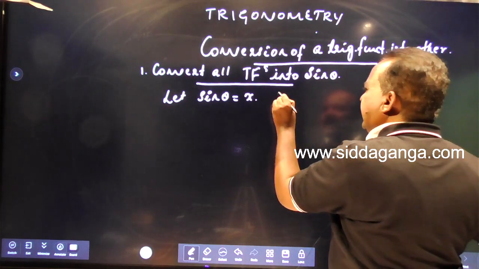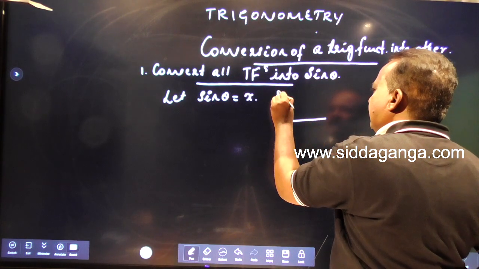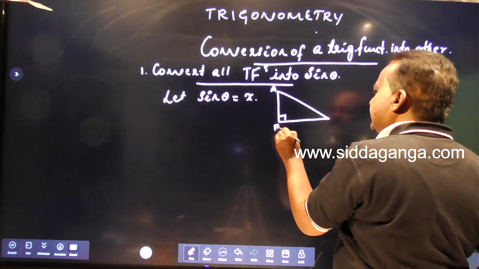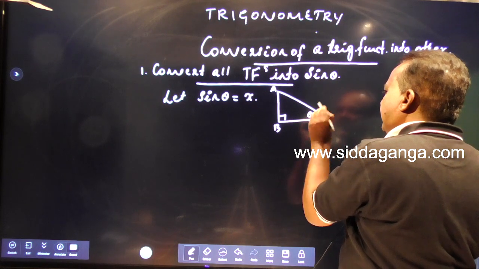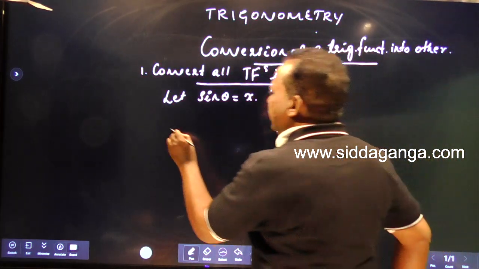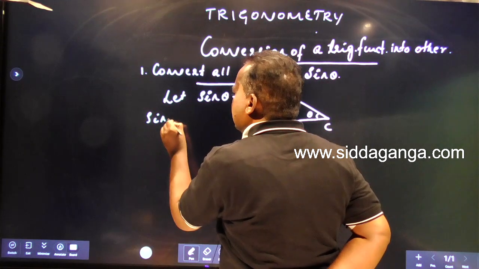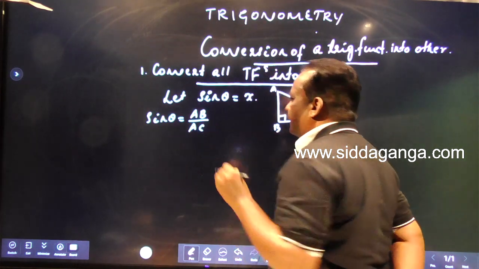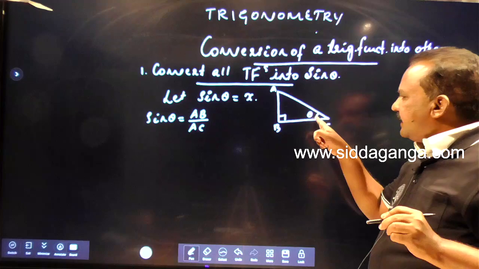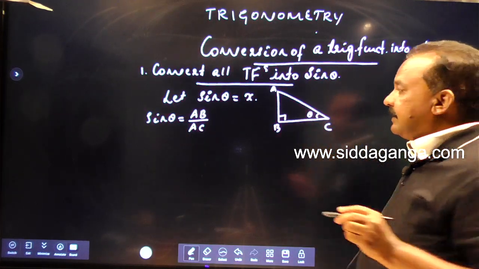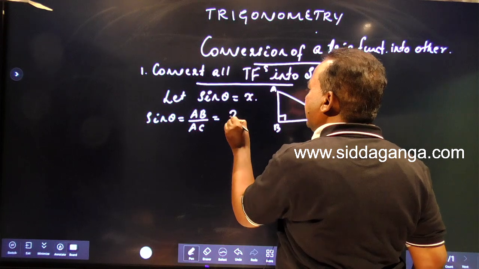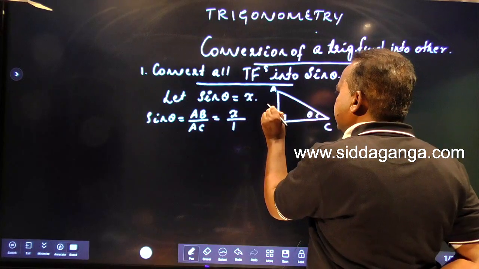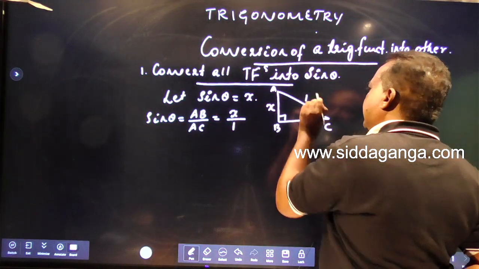Now let us consider a right angle triangle ABC. This is theta. How do you define sin theta? Sin theta is opposite, that is AB by AC. The side opposite to theta is AB. What is AB here? X divided by AC, which is 1. So this is x and this is 1.